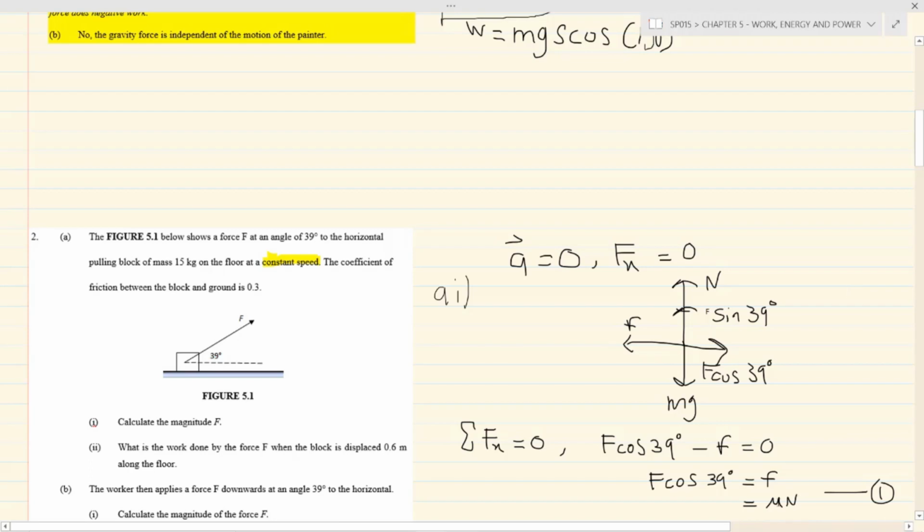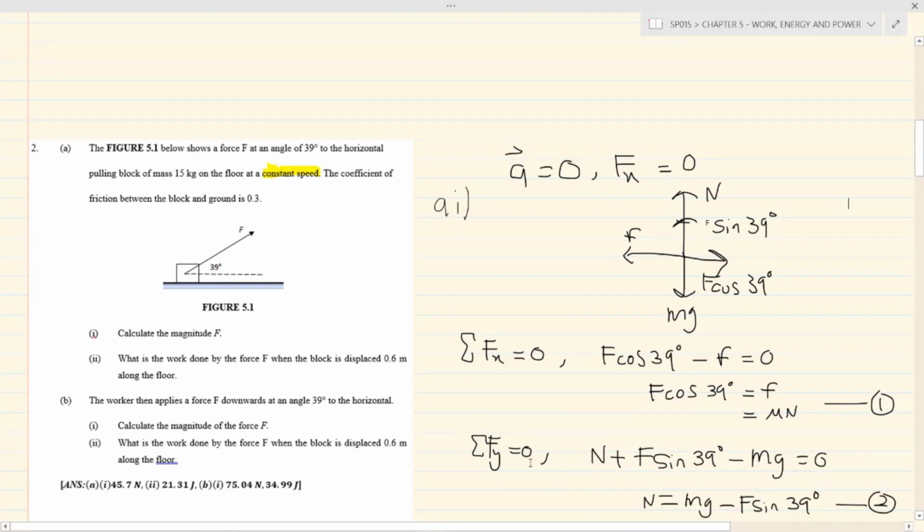Okay, mu is 0.3. Okay, this is mu, or the coefficient of friction, mu. Okay, 0.3 and our normal force. So for this equation, we cannot solve it yet because we have two unknowns. We have the force and also the normal. What you need to do is you need to do another equation. Which equation you should do? You should do the y component equation.